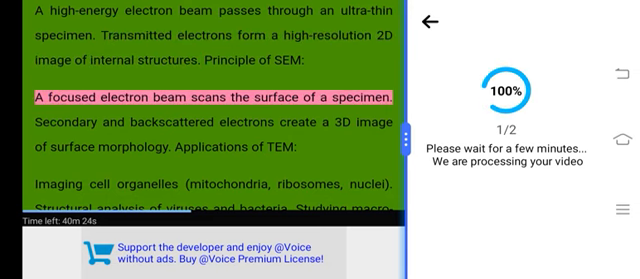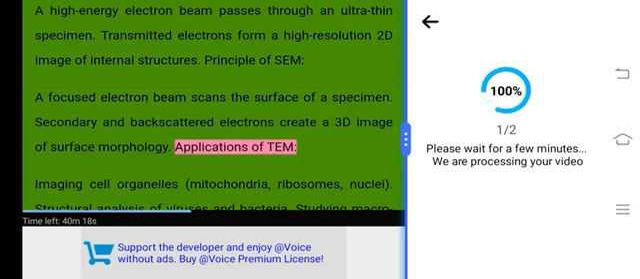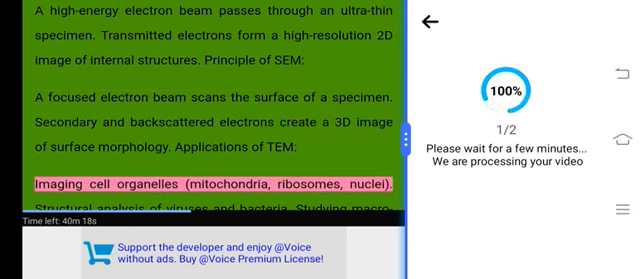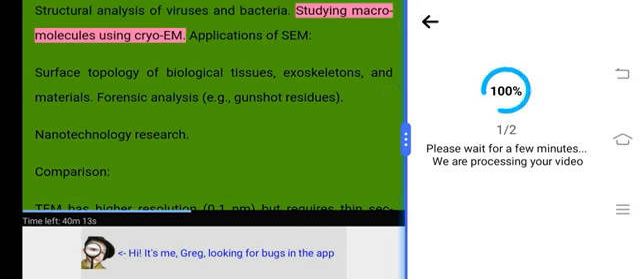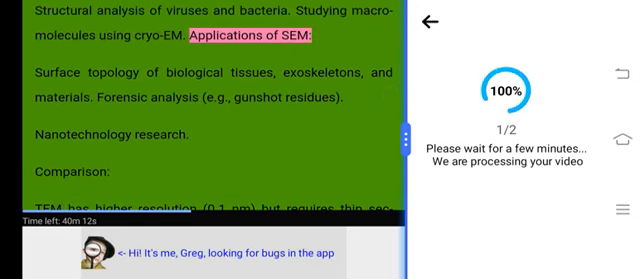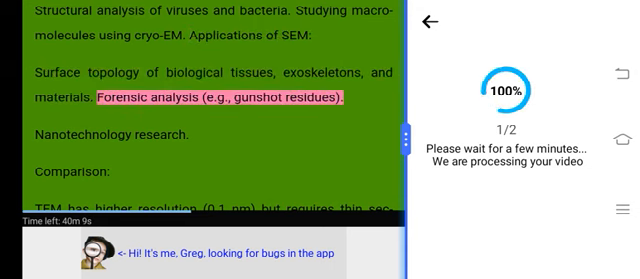Principle of SEM: a focused electron beam scans the surface of a specimen. Secondary and backscattered electrons create a 3D image of surface morphology. Applications of TEM: imaging cell organelles, mitochondria, ribosomes, nuclei; structural analysis of viruses and bacteria; studying macromolecules using cryo-EM. Applications of SEM: surface topology of biological tissues, exoskeletons, and materials; forensic analysis, e.g., gunshot residues.